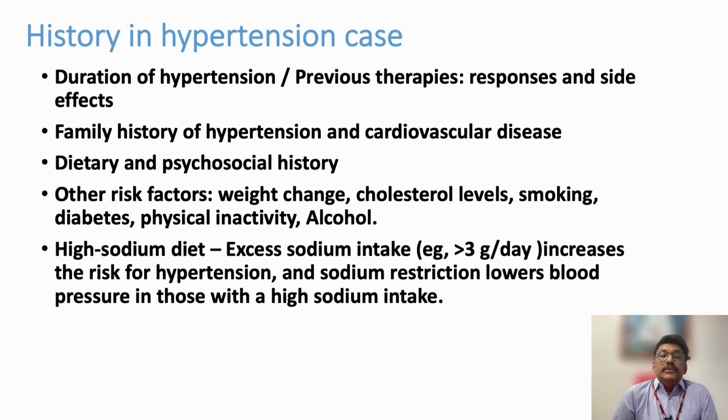Then previous treatment history is very important, because some patients might have taken treatment at a younger age, especially during pregnancy. Then family history of hypertension and cardiovascular disorder, both are important, because we have to stratify the risk in this type of patient. So family history of hypertension and family history of atherosclerotic or heart disease is very important.